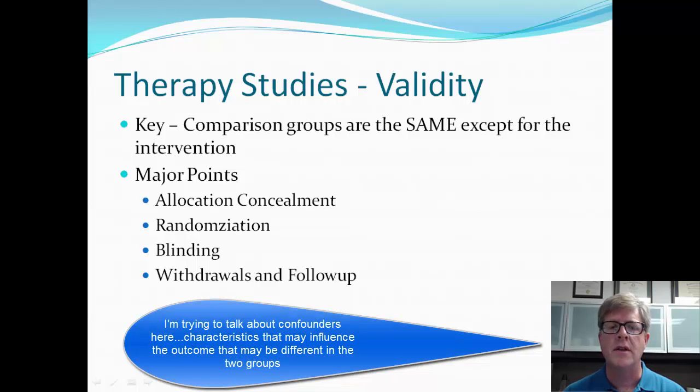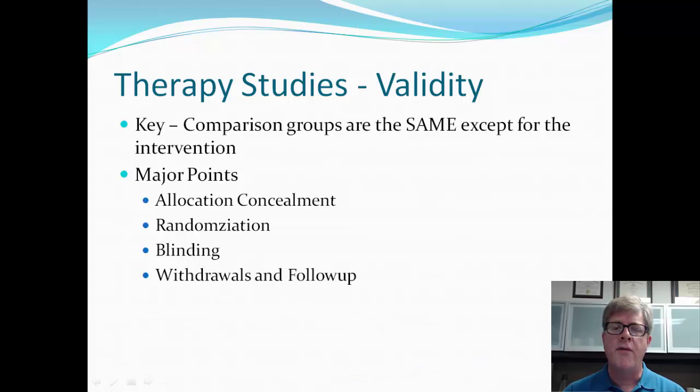patients in a study, their characteristics. The four major points that I want you guys to know are allocation concealment, randomization, blinding, and withdrawals and follow-ups. So these are the major validity points. Allocation concealment is perhaps the toughest for people to get. It's sort of a type of blinding, but it's blinding before people actually get into the study. So I don't want you to confuse it with the normal intervention blinding.